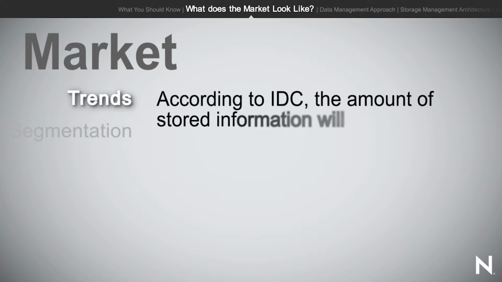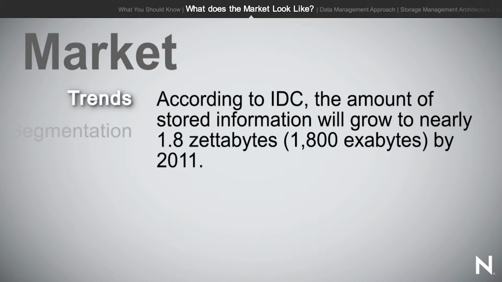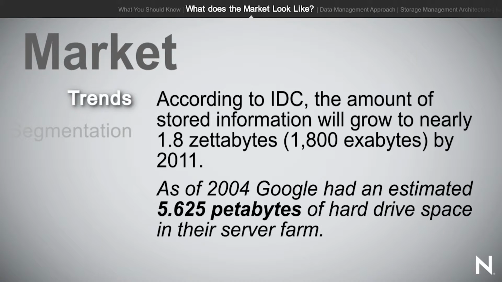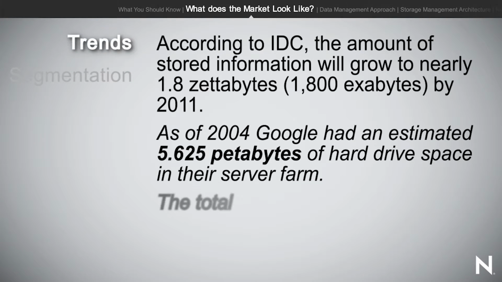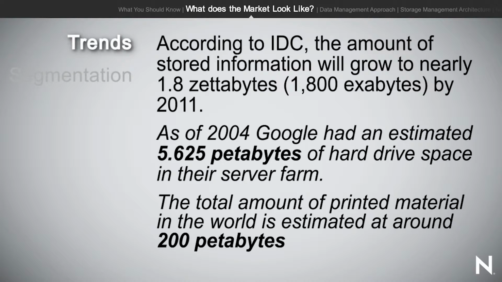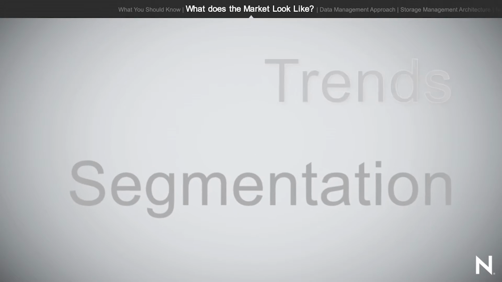According to IDC, the amount of stored information will grow to nearly 1.8 zettabytes. That's 1,800 exabytes by 2011. To provide a little more context, as of 2004, Google had an estimated 5.625 petabytes of hard drive space in their server farm. In what might be a more tangible illustration, if you collected all the printed material in the world today, that would consist of an estimated 200 petabytes. So as of 2004, even Google didn't have enough capacity to store it all.